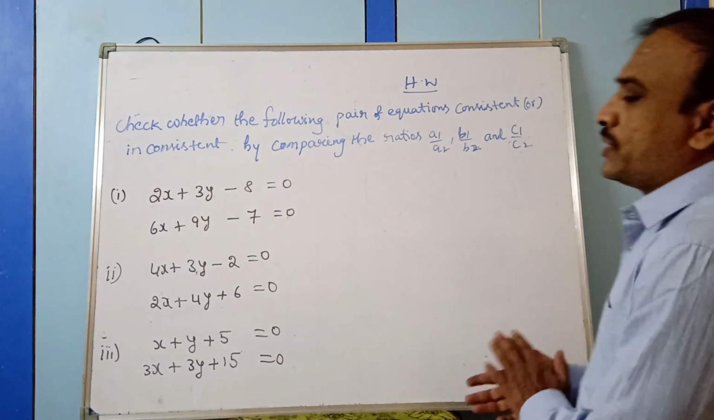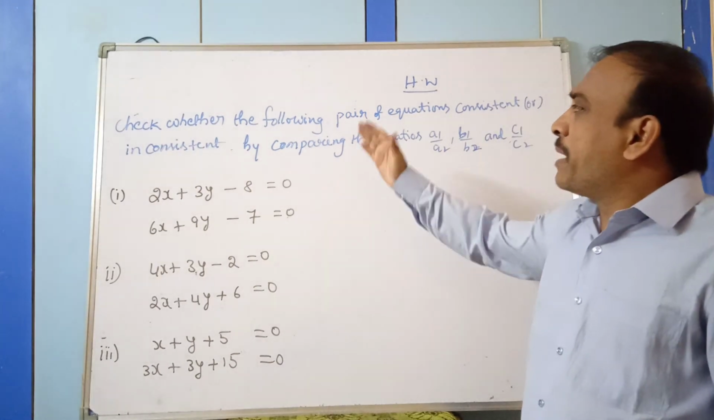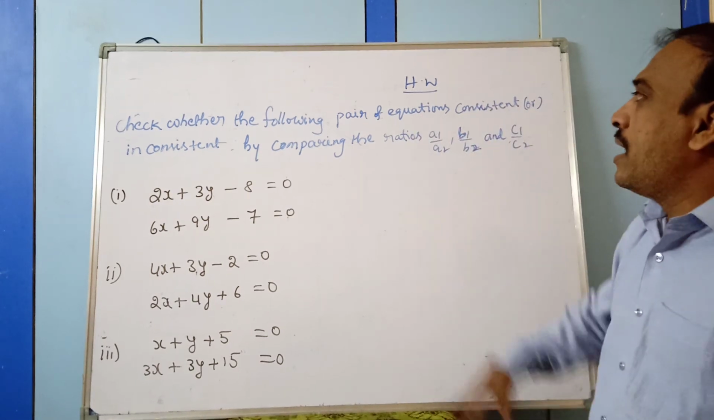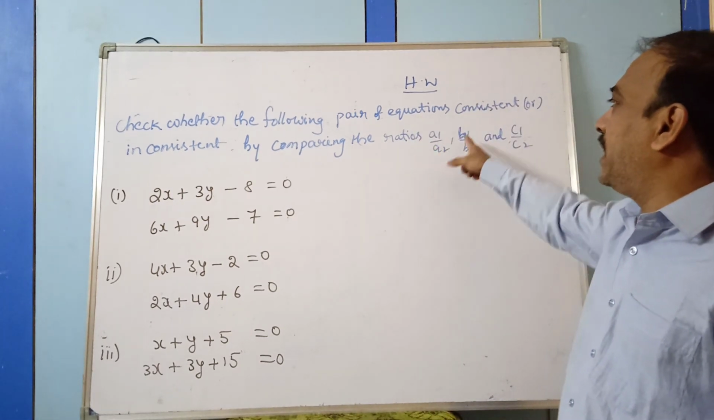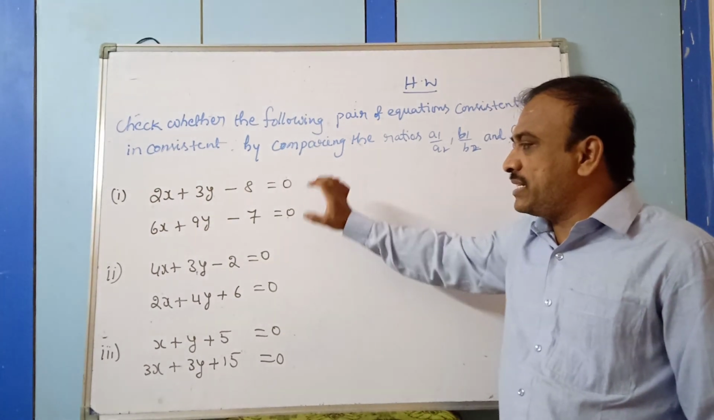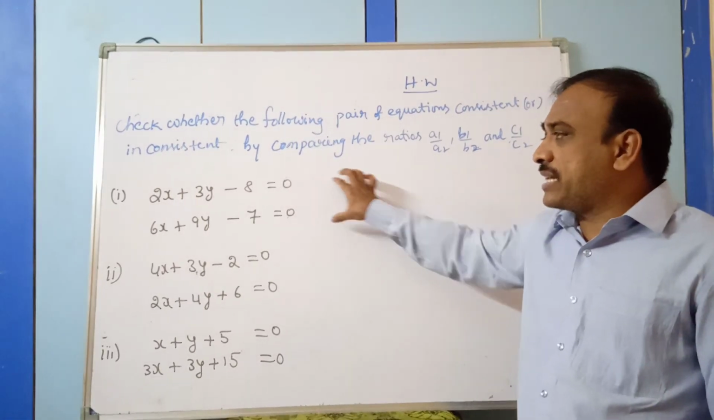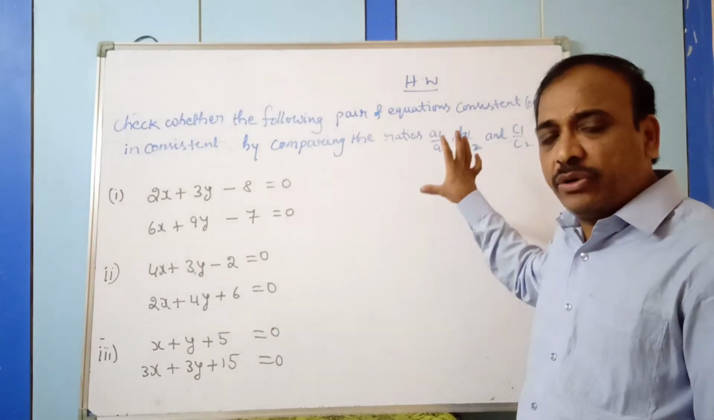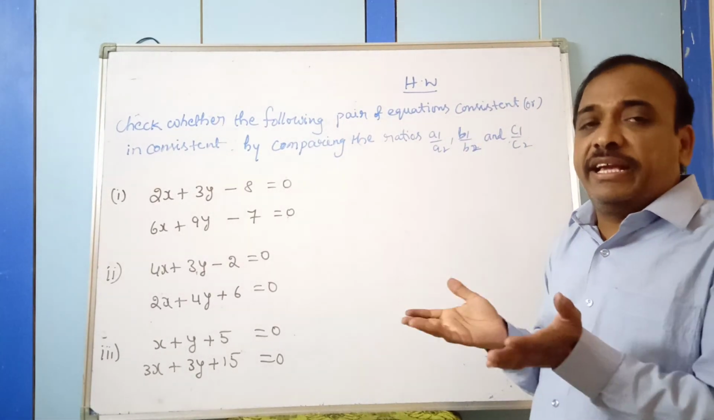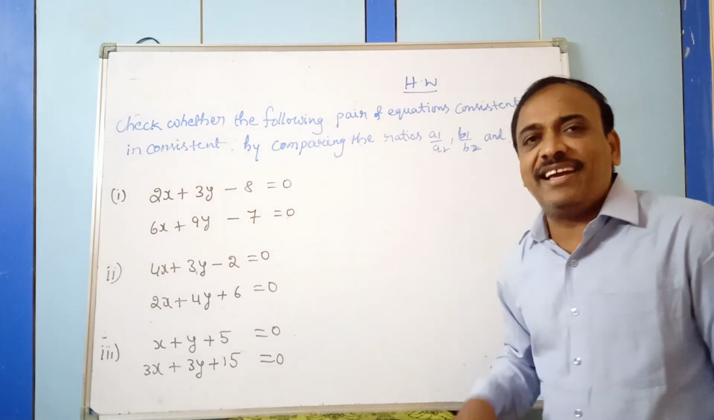So, I hope you understood, children, what we have discussed today. Here we have some homework questions. Just by comparing, check whether the following pairs of equations are consistent or inconsistent by comparing the ratios of A1 by A2, B1 by B2 and C1 by C2. Find out whether they have a unique solution, many solutions or no solution. Is it clear? Thank you.